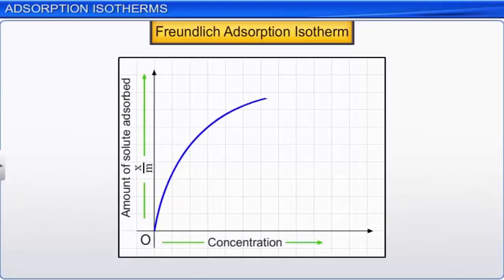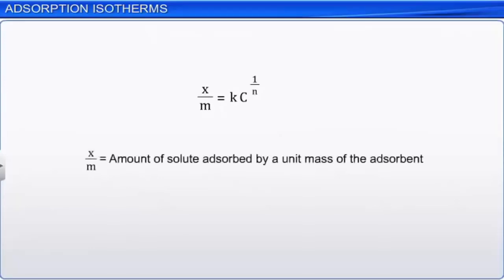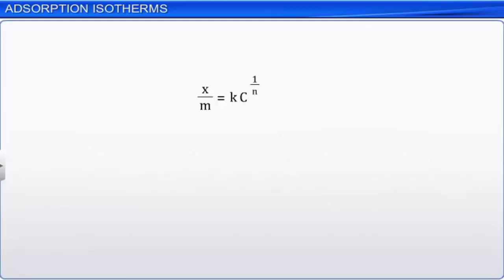Variation in the extent of adsorption with the concentration of the solute is usually represented by the Freundlich adsorption isotherm. The equation can be represented as x by m is equal to k multiplied by c to the power 1 by n, where x by m is the amount of solute adsorbed by a unit mass of the adsorbent, and c is the equilibrium concentration when adsorption is complete. Taking logarithm of this equation, we get log x by m is equal to log k plus 1 by n log c.